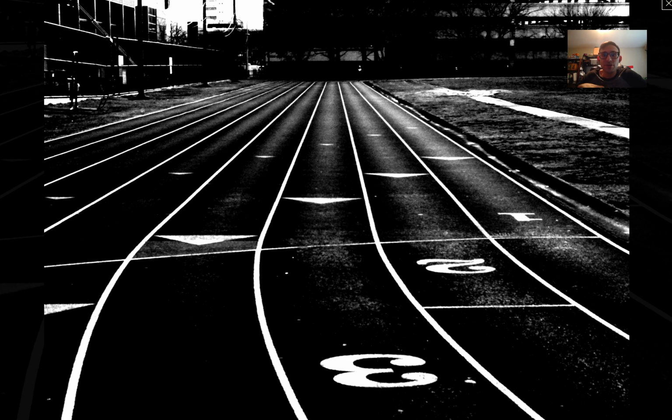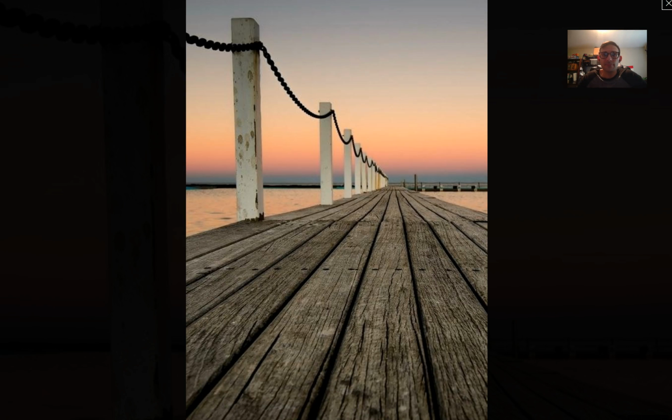Looking at this image, your eyes go up the track. They're also using an S-curve, where your eyes start at the bottom and curve around. Another image using lines. There's a lot of energy in this photo. You're being drawn all the way down into the horizon.